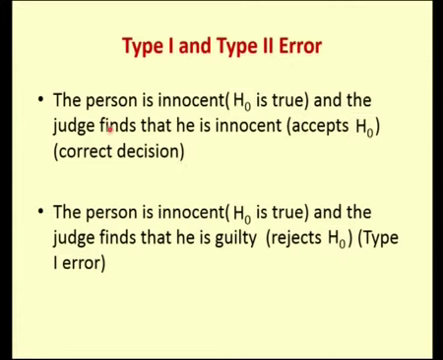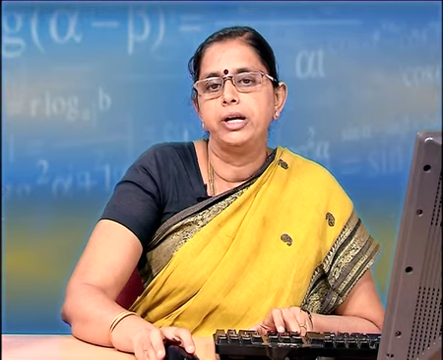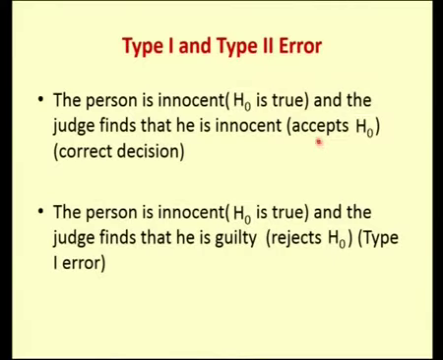The first one is the person is innocent, that means my H0 is true, and the judge finds that he is innocent. That means you accept after doing some analysis: you frame your null hypothesis, frame the test statistic, compare your calculated value with the table value, and then you accept it. He is actually an innocent person, therefore accepting it is a correct decision. So, what you have carried out in your analysis is correct.